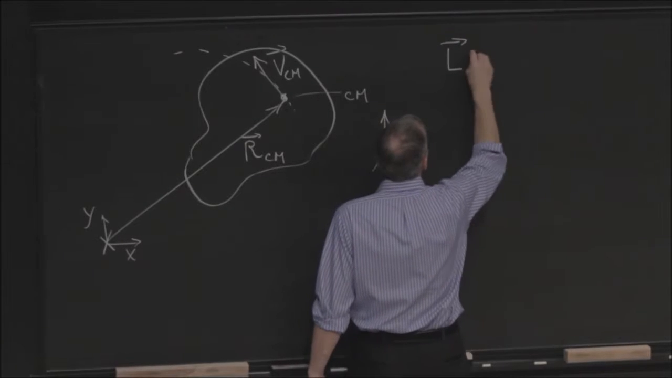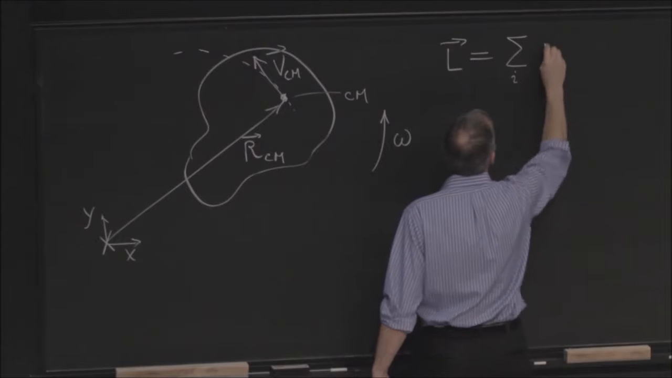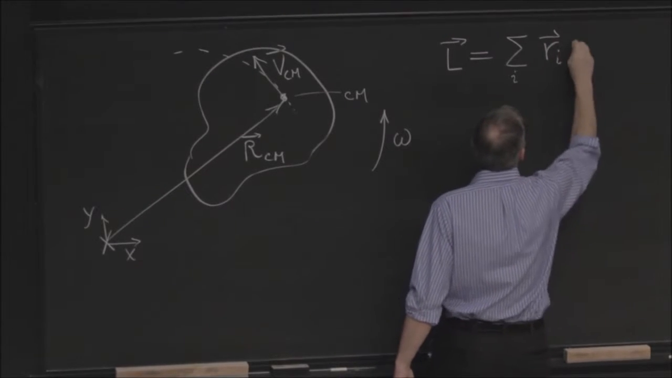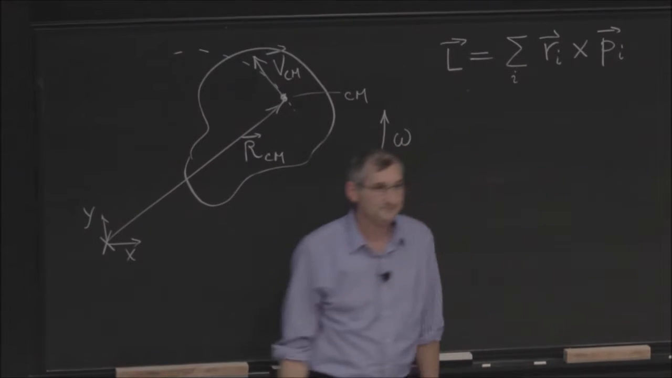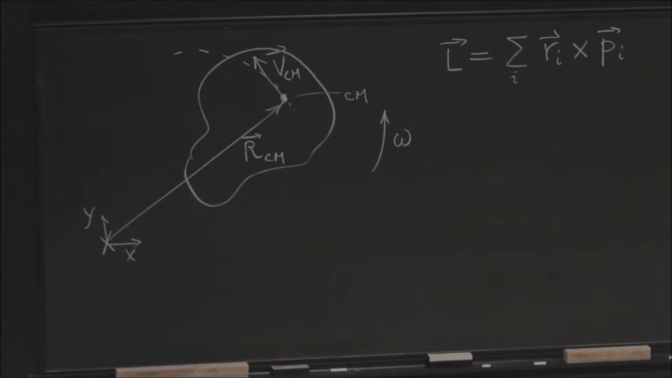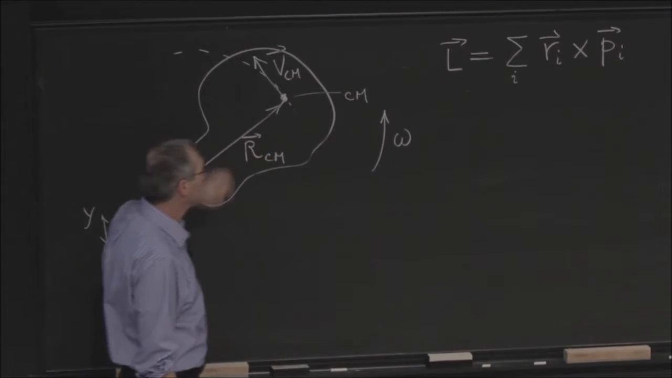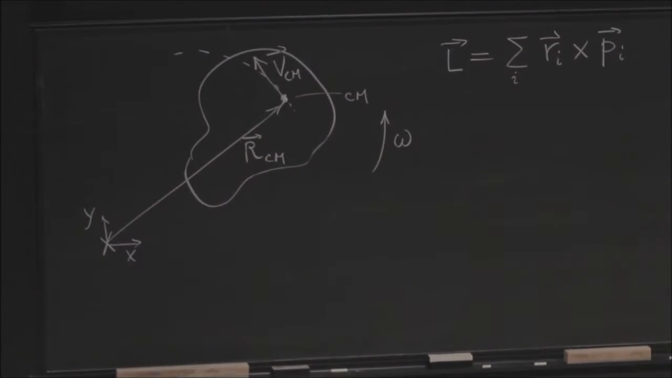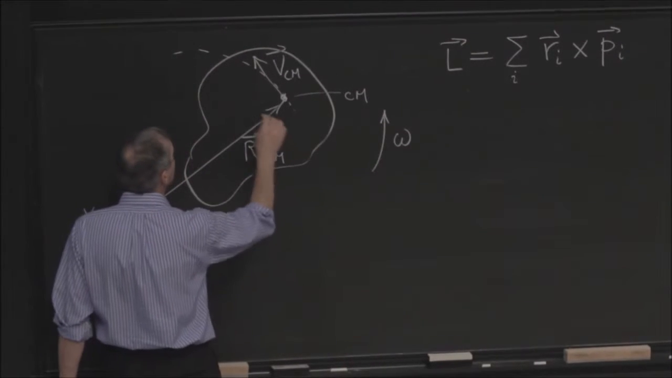Okay? So the total should be the sum of all the individual R sub I cross P sub I. That is, angular momentum is a vector. It obeys the laws of vector addition. So if I have a bunch of constituent particles that together make up the whole body, I can just add up this property over all of them. Let me describe what I mean.